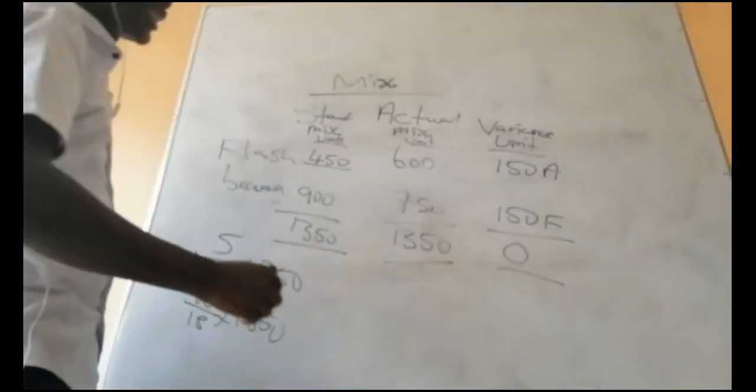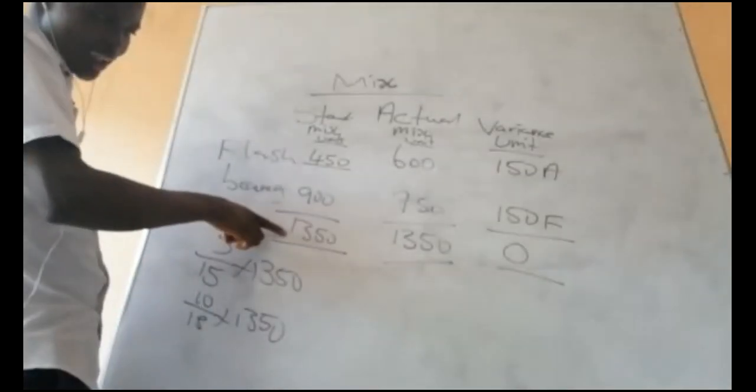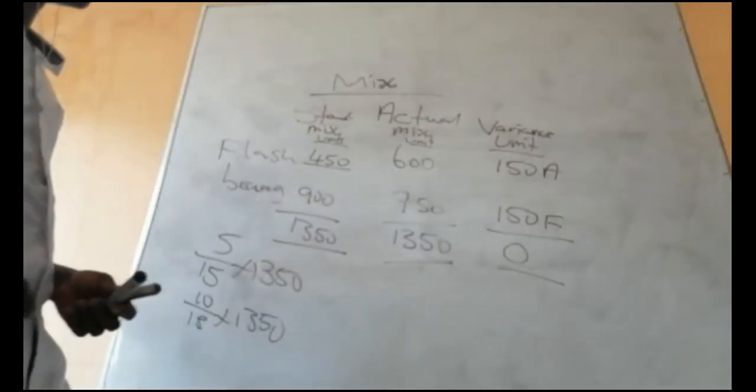Please, what's the overall variance? 0. Perfect. So the unit is always 0. Why? Because this is the actual total standard. There's no difference between this and this. So it must be 0. So if you are getting 0, then check your answer.